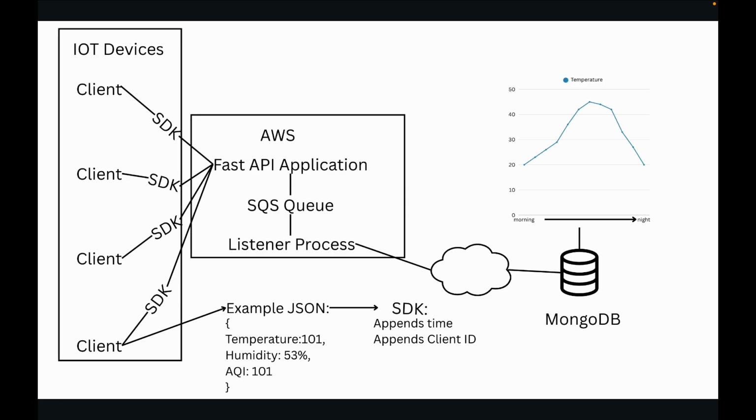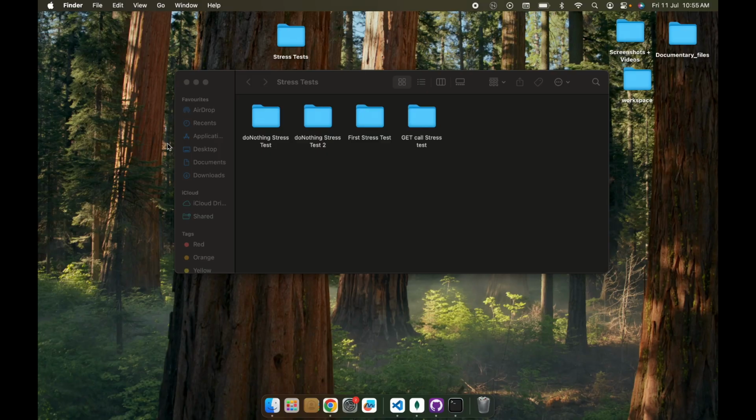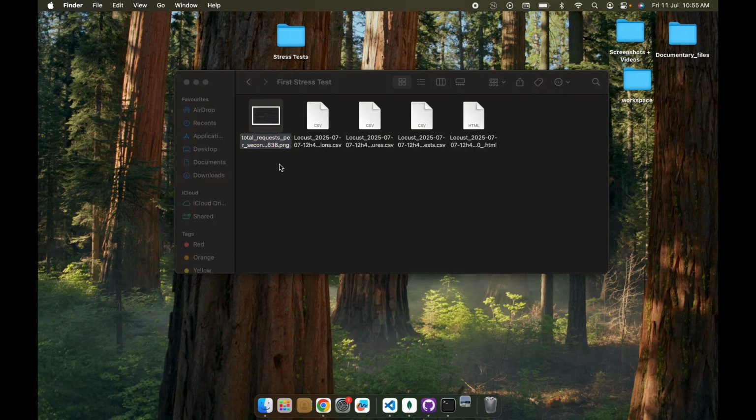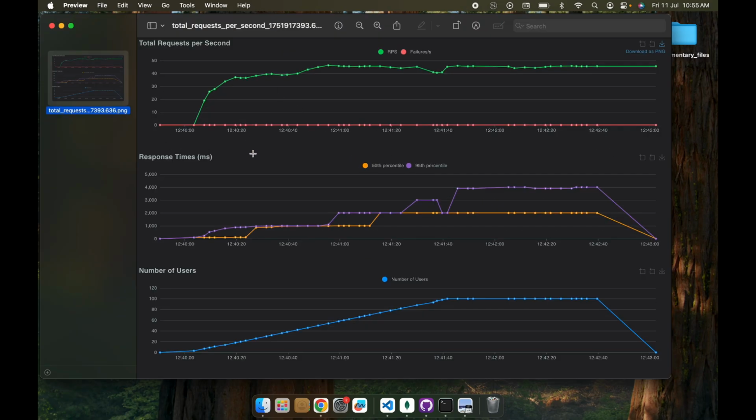But why did I change the architecture? How did I come to this? Let me show you some of the testing that we did to arrive at this architecture. Let's start with the very first stress test that we did. This is on the original architecture, and over here we can see many different details.